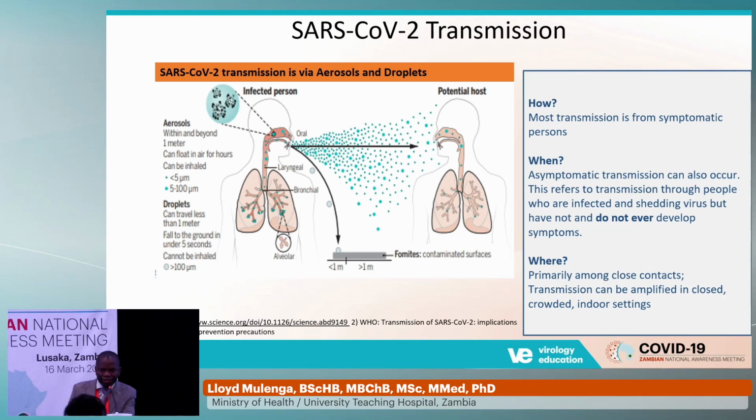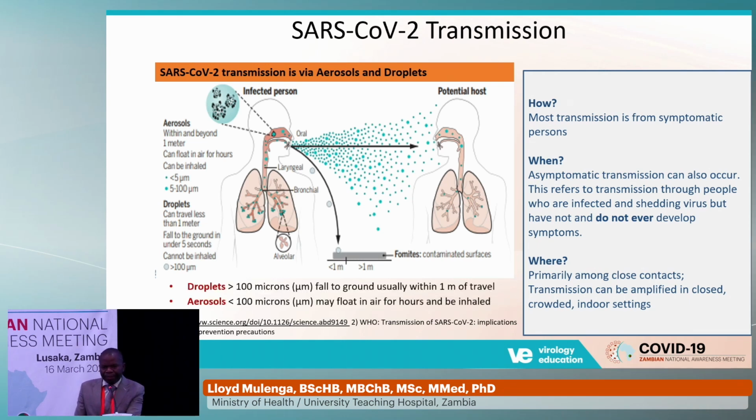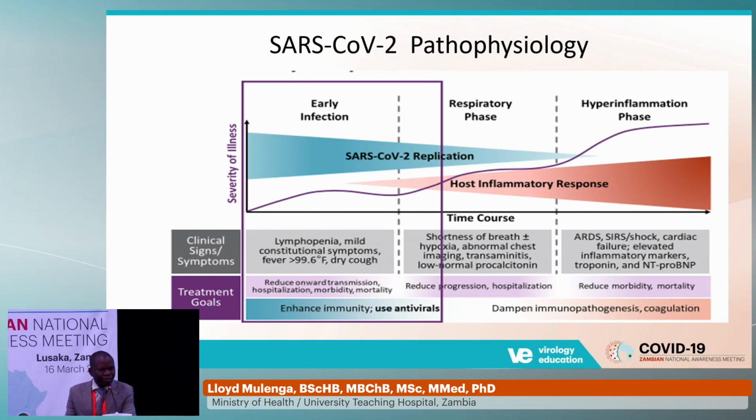The transmission, Dr. Nyambe did go through this, and largely just to emphasize that the transmission is via aerosols and also the droplets. In terms of the pathophysiology, we know the pathophysiology is closely linked to the symptoms that the patients do present with. We know that there is an early infection stage, then also the respiratory phase, and also the hyperinflammation phase. And even the treatment is also aligned to that.